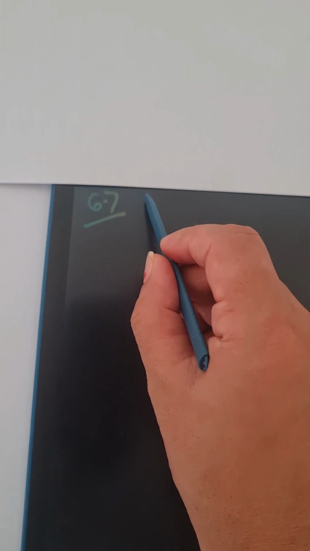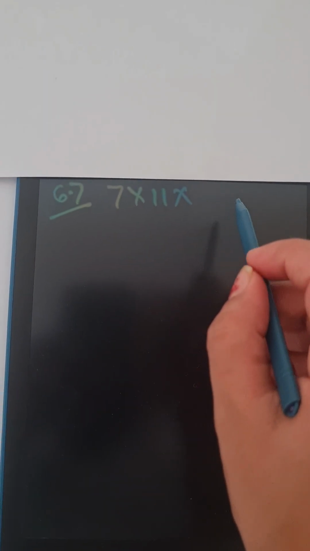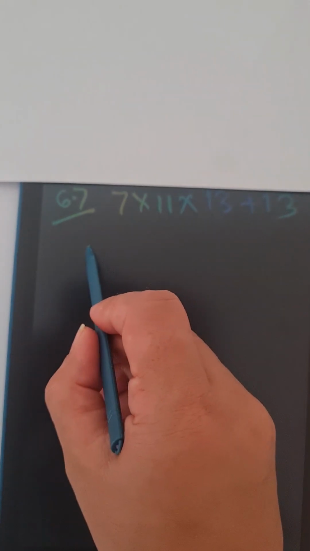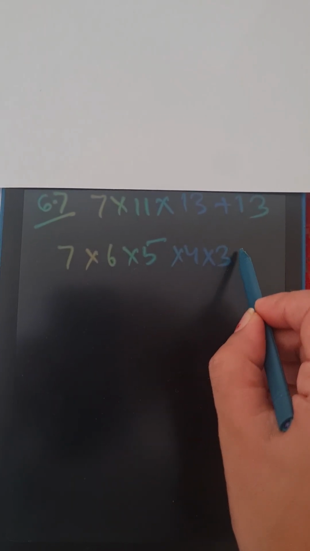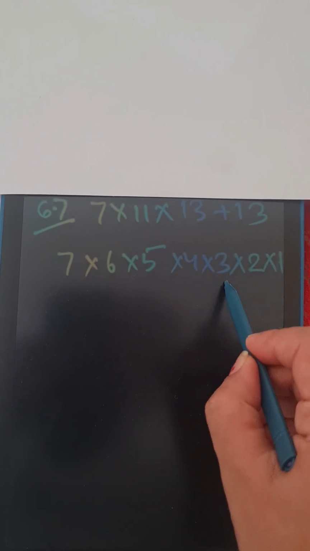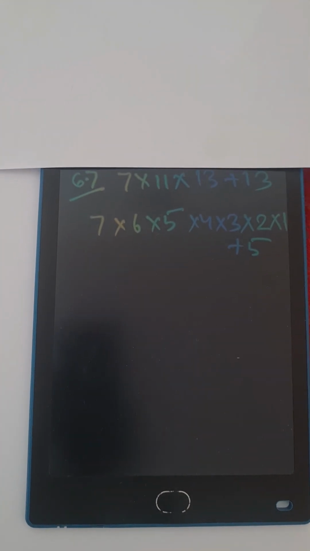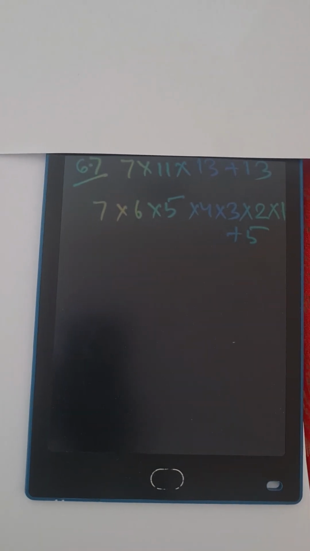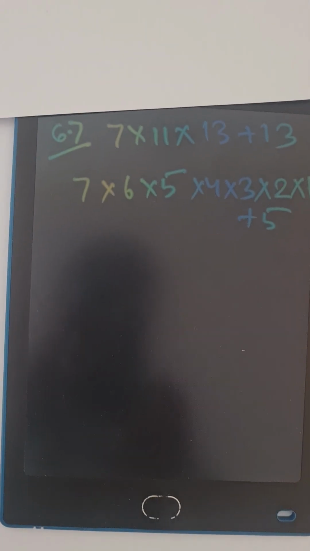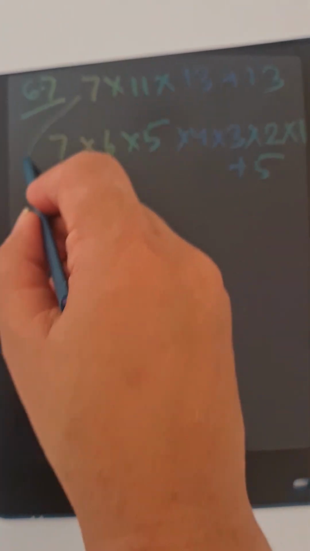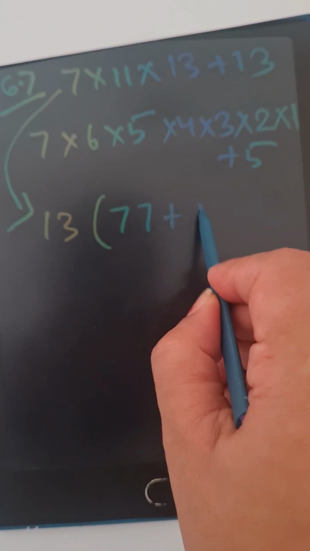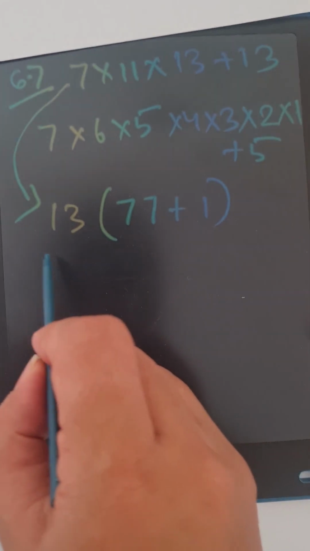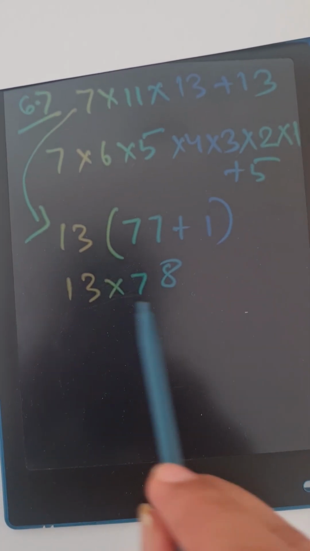Explain why these two numbers are composite numbers. So these two numbers are 7 into 11 into 13 plus 13, and 7 into 6 into 5 into 4 into 3 into 2 into 1 plus 5. We have to tell why these two numbers are composite numbers. So here the best way is, in the first case, just take a number 13 common. So 7 into 11 is 77 plus 1, since we have taken the 13 common. So it is 13 into 78.